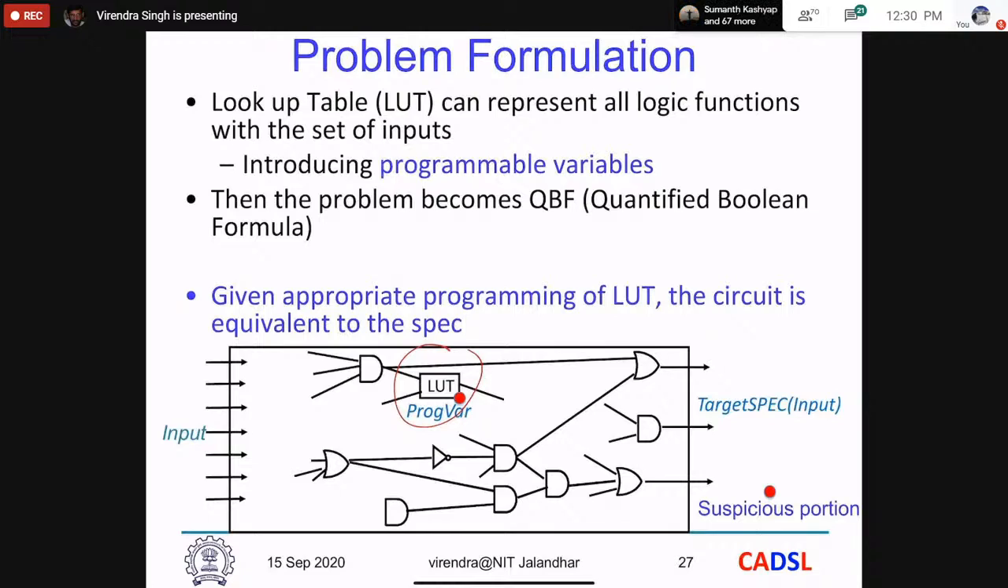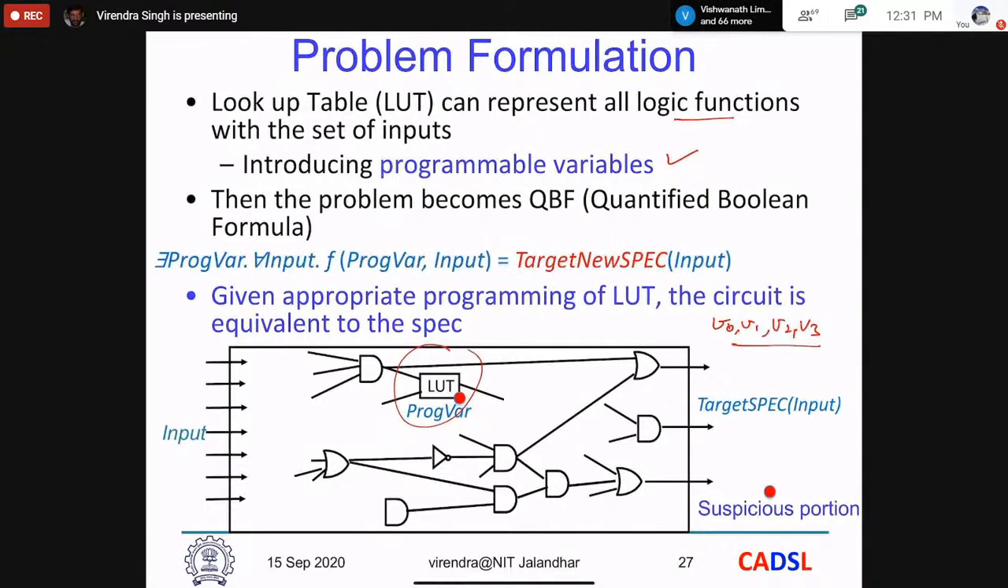Now a lookup table can represent all the logic functions of that number of inputs. This introduces programmable variables inside the circuit. If it is a two-input lookup table, I have variables v0, v1, v2, v3. If it is a three-input, it has v0 to v7. If it is a four-input, then it has variables v0 to v15, right?